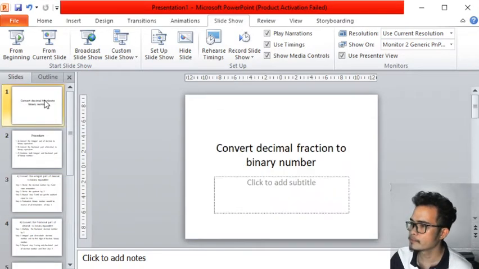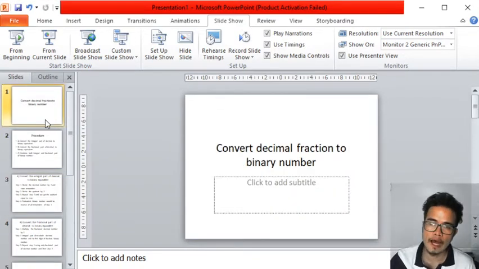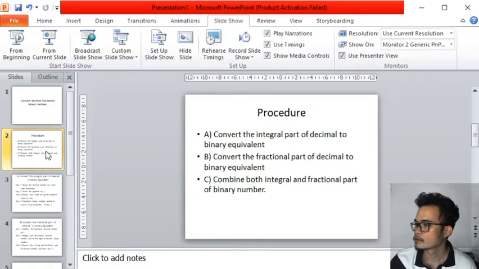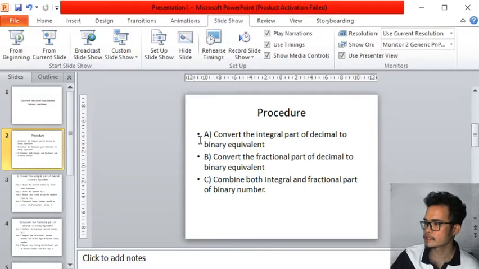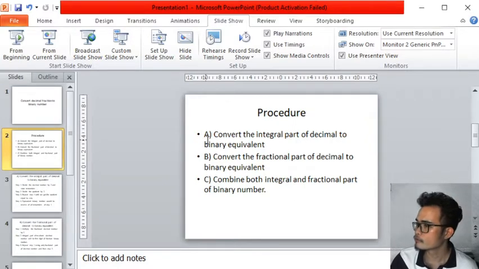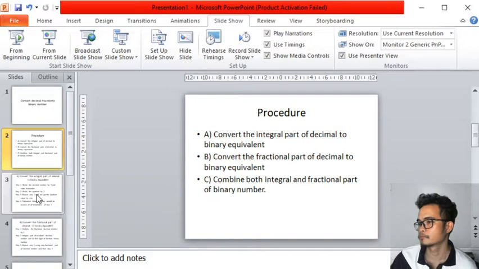Hi guys, I'm here to demonstrate how to convert a decimal fraction to a binary number. Here is the procedure. Step A: convert the integral part of the decimal to its binary equivalent. Then convert the fractional part of the decimal to its binary equivalent. Then finally, combine both the integral and fractional parts of the binary number.